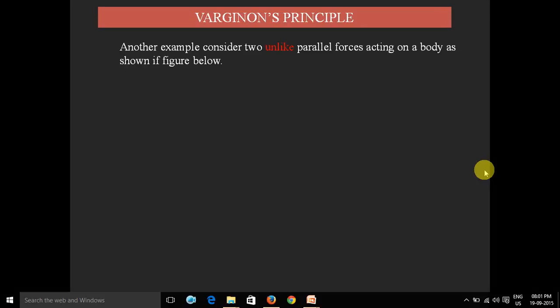Example for understanding the Varignon's principle. The other example I am taking here is two unlike parallel forces acting on a body simultaneously. Which effect will these two have, do they rotate the body? There is a different case here, but here we need to understand how to apply the Varignon's principle.